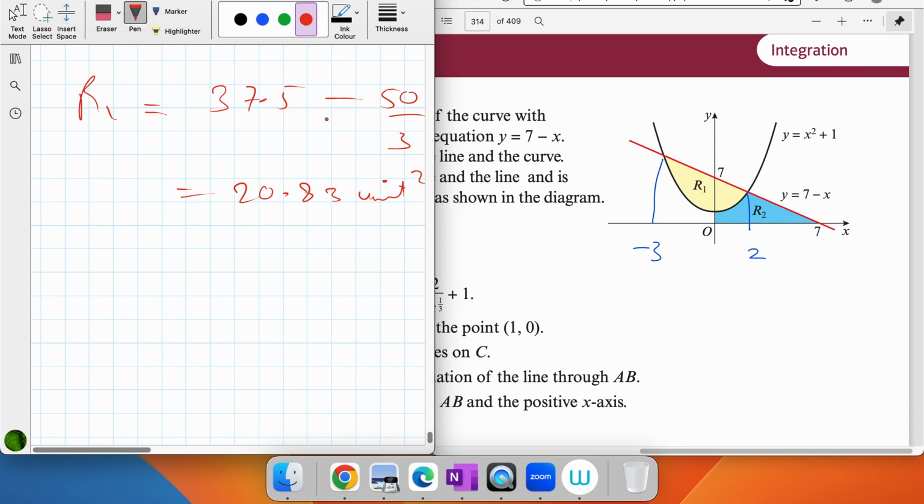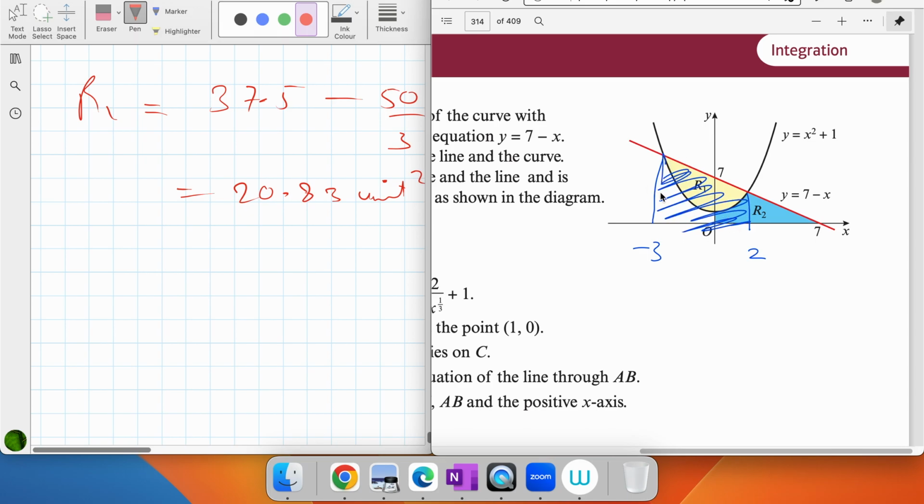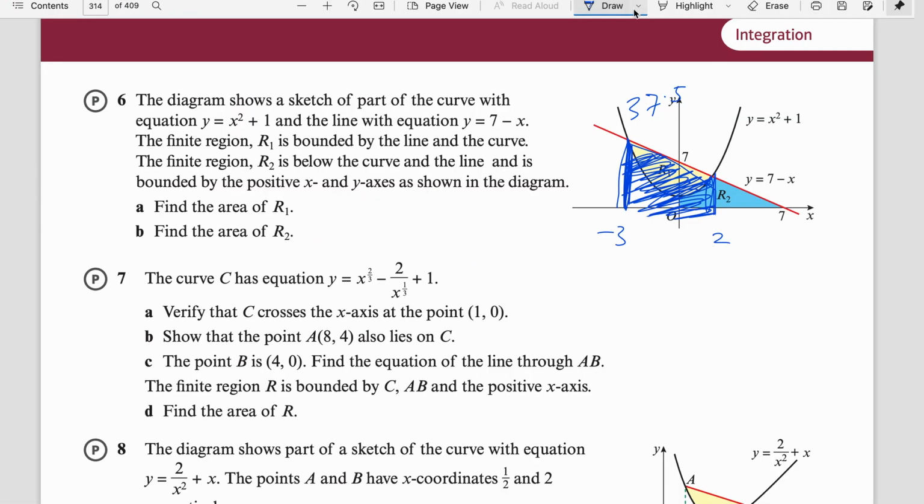No. 37.5 was the area of the trapezium. This complete thing, the entire thing, because we solved for the straight line first. This entire thing we got 37.5. And then we solved for the area under the curve x squared plus 1, which was this in red. And then we subtracted these two areas. This is not upper limit minus lower limit. Upper limit is 2, lower limit is minus 3. We just did this complete trapezium minus area under the curve to find the yellow part labeled as R1.